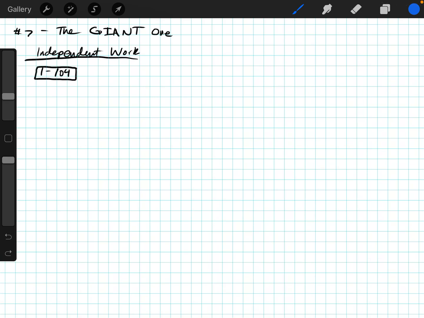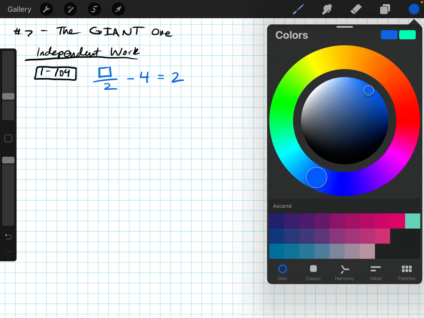We're working on the independent work. Here is problem 104. The problem says, Zaria wants you to solve this puzzle. I'm thinking of a number, so I'm going to draw a box. If you divide my number by 2 and subtract 4, you will get 2. What's my number? There's two different ways we can try and solve this problem.